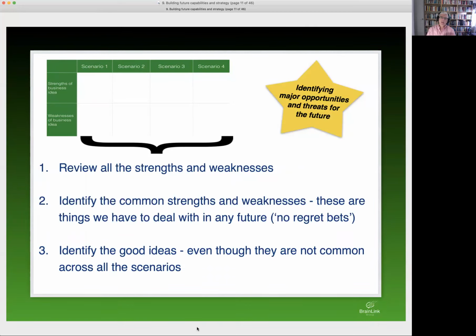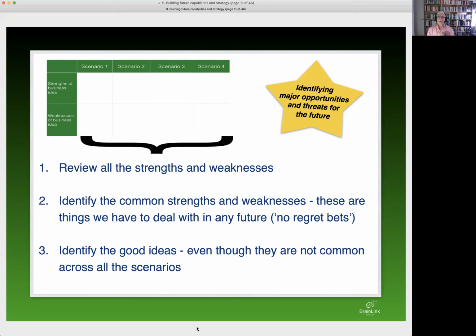And finally, once you're looking at that little matrix with the scenarios and the strengths and weaknesses, identify the good ideas. These are things that may not be common across all the scenarios, but you may come up with 1 or 2 things that you think, gee, that's a good idea. Although it didn't show up as a weakness or a particular strength, this is something we really could add to enhance our overall strategy.